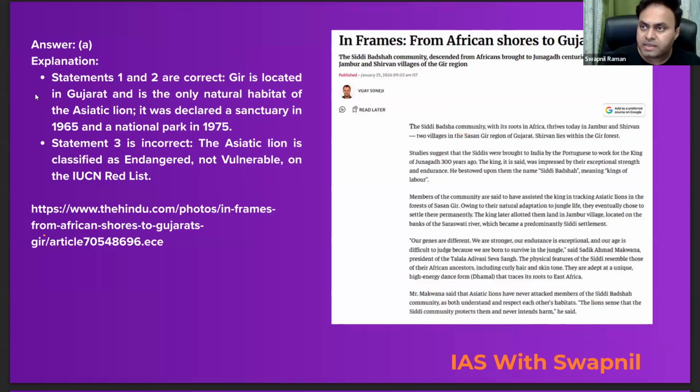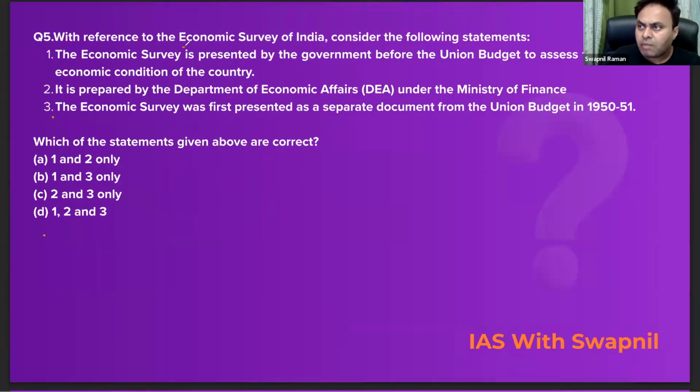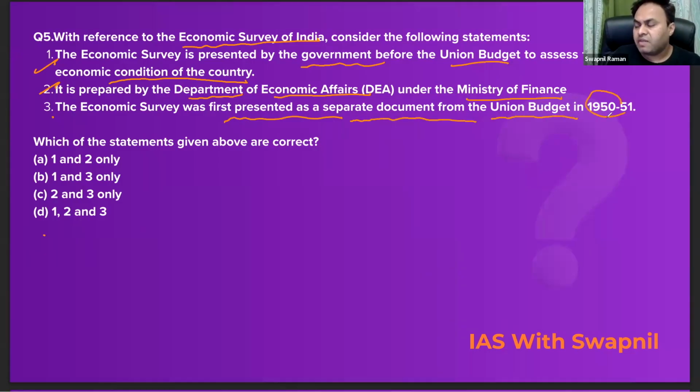Now, let's move on to the next question. Question number 5. With reference to the Economic Survey of India, consider the following statements. The first statement says, it is presented by the government before the union budget to assess the overall economic health of the country. Absolutely correct. The second statement says, it is prepared by the Department of Economic Affairs under the Ministry of Finance. Absolutely correct. The third statement says, the Economic Survey was first presented as a separate document from the Union Budget in 1950-51. No, that is not correct. It was first presented as a separate document in 1964 and not in 1950-51.